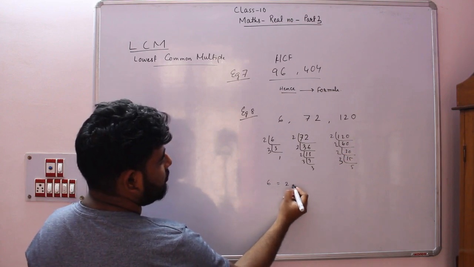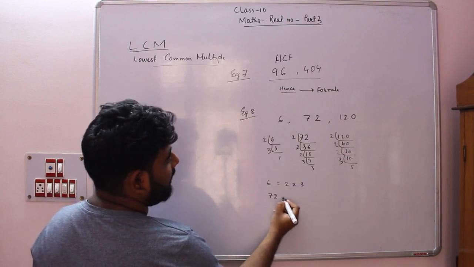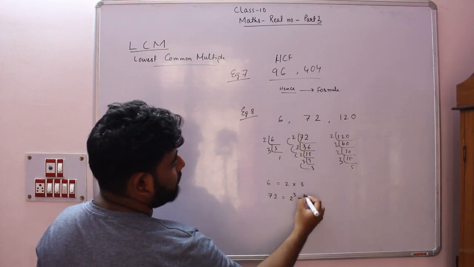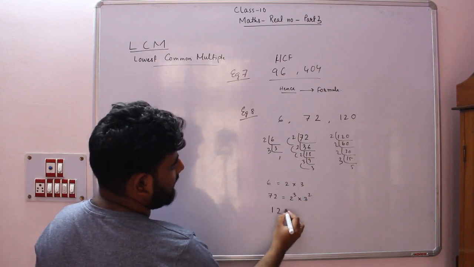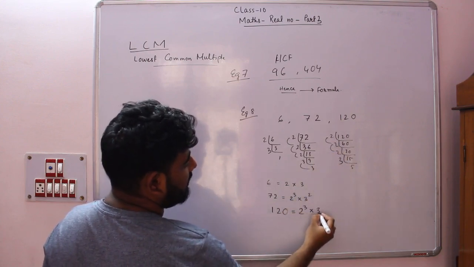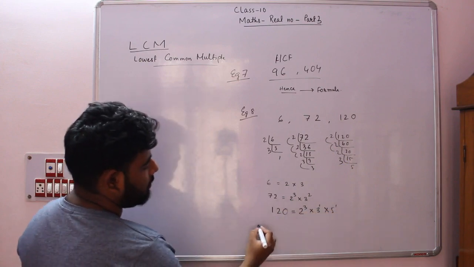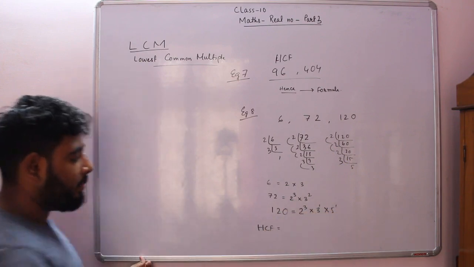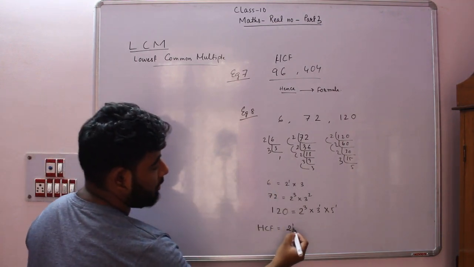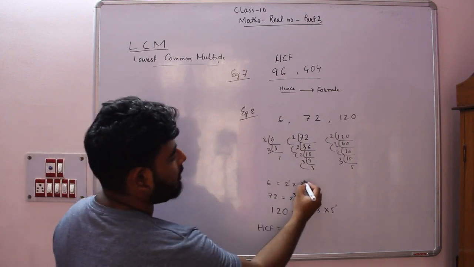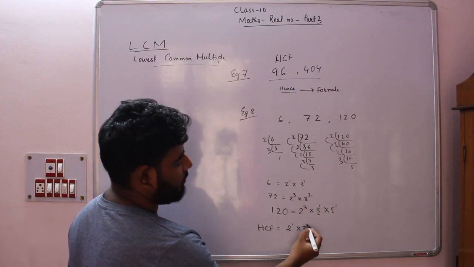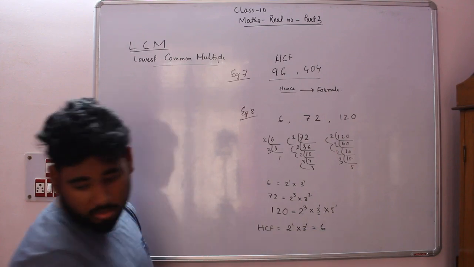So 6 can be written as 2 into 3. 72 can be written as 2 to the power 3 into 3 squared. And 120 can be written as 2 to the power 3 into 3 power 1 into 5 power 1. I told you HCF is always the minimum. So 2 is common, and 2 power 1 is the minimum. 3 is also common: 3 power 1, 3 power 2 and 3 power 1. The smallest power is 3 power 1. So the HCF is 2 into 3, which makes it 6.